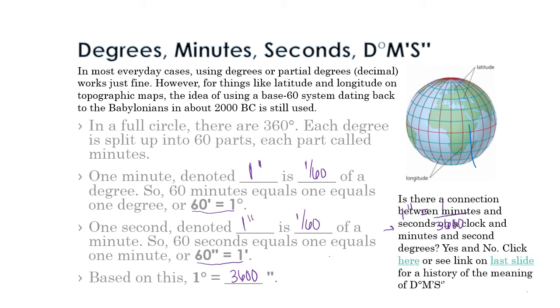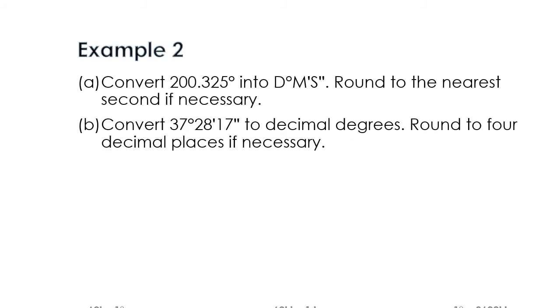So is there a connection between minutes and seconds on a clock and minutes and seconds in degrees? Yes and no. You can click here or see the link on the last slide for a history of the meaning of degrees, minutes, and seconds, and this is how we're going to write them. Okay, so let's put this into action. We're going to do some conversions of degrees to minutes, of a decimal degree to degrees, minutes, and seconds, and then degrees, minutes, and seconds to decimal degrees.